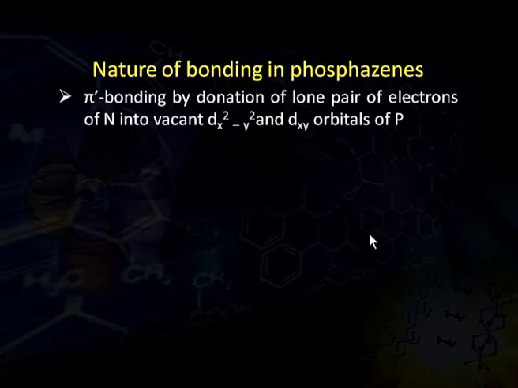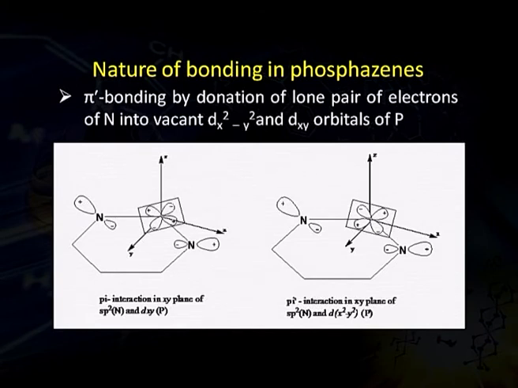Pi dash bonding by donation of the lone pair of electrons of nitrogen into the vacant dx square minus y square and dxy orbital of phosphorus. So, this is the pi interaction in the xy plane of sp2 nitrogen. These two are the nitrogen, and this is the dxy orbital of phosphorus. This is pi dash interaction in the xy plane of sp2 hybridized nitrogen. These two are the sp2 hybridized nitrogen, and this is the dx square minus y square orbital of phosphorus. So, this is pi dash interaction and this is pi interaction.